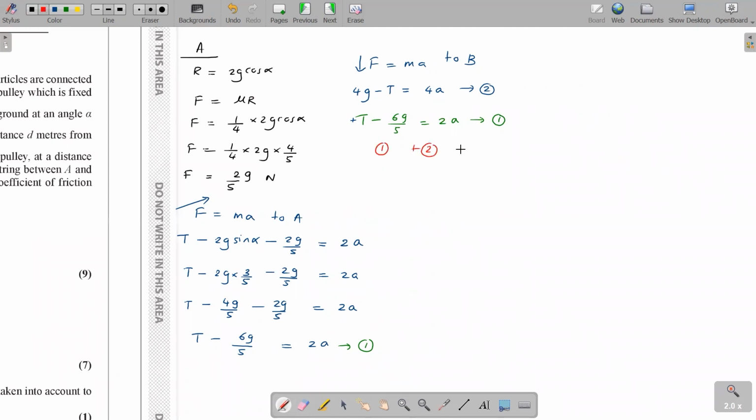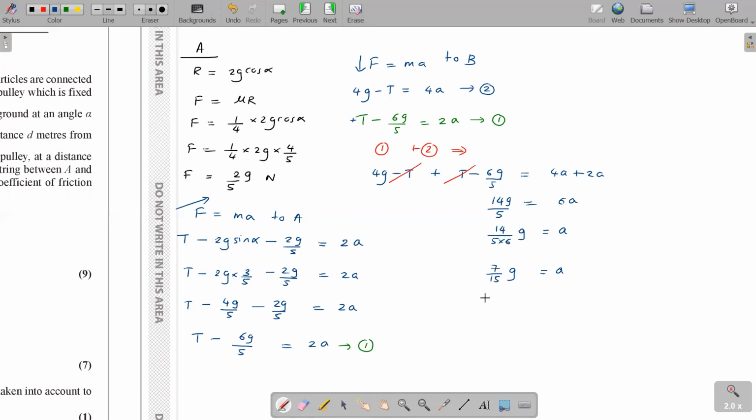If I add the two equations, can you see the tensions cancel out? 4G minus tension, you are adding with T minus 6G over 5, equals 4A plus 2A. You need to realize why I'm adding here, because minus T plus T will cancel out. How much is 4G minus 6G over 5? 4A plus 2A is 6A. 4G minus 6G over 5 is 14G over 5. So I get acceleration is 14 over 5 times 6 into G. How much is it? 7/15 G is the acceleration.